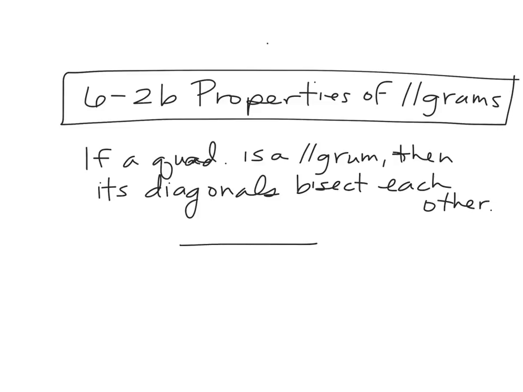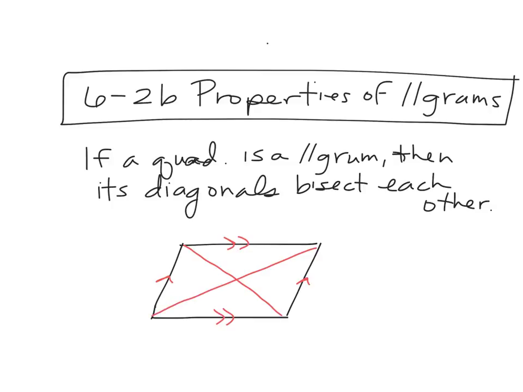If I have this figure, and I am told that these are parallel and these are parallel, right? So this is a parallelogram. If I draw the diagonals in, this diagonal and this diagonal, they bisect each other, meaning that this is congruent to that, and this is congruent to that. So diagonals cut each other in half. Okay, so you'll have equal parts and equal parts. That makes sense? Okay.